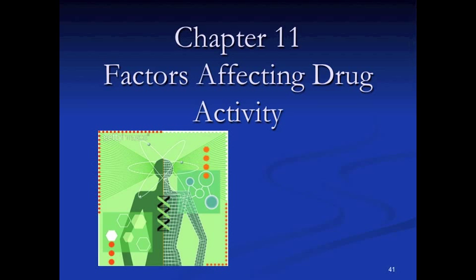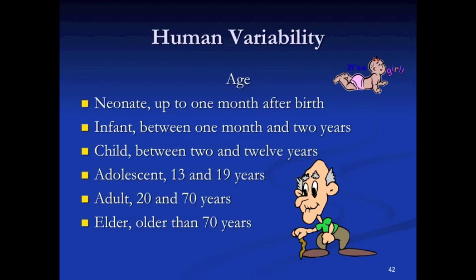Now we'll take a look at factors that affect drug activity. Human variability can alter blood concentration time profiles and drug efficacy. Some human factors that come into play include age, weight, genetics, and gender. Listed here are definitions of ages. A neonate refers to a newborn up to 1 month. Infant refers to 1 month to 2 years. Between the ages of 2 and 12, you're technically a child. 13 to 19 is an adolescent. Adult years are 20 to 70, and elderly is anything above 70.